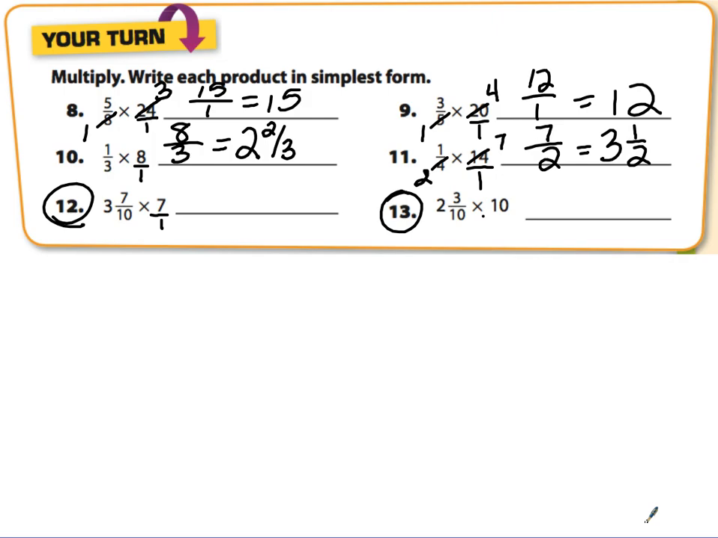Now with fractions, remember what fractions means. We talked about this. This means 3 groups of 10 plus 7 left over. So 3 groups of 10 means I multiply, and then I add that extra 7. So I have 30 pieces plus the extra 7, so I have 37 over 10 times 7 over 1.